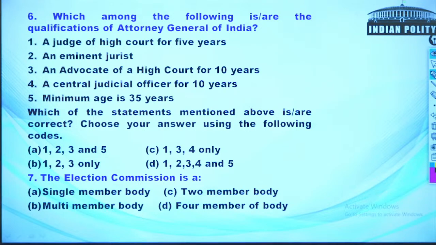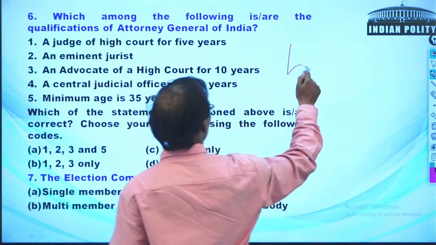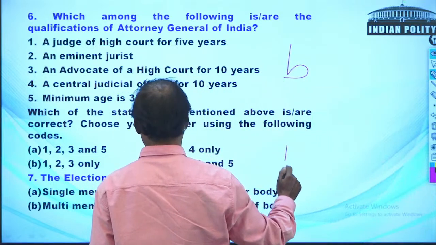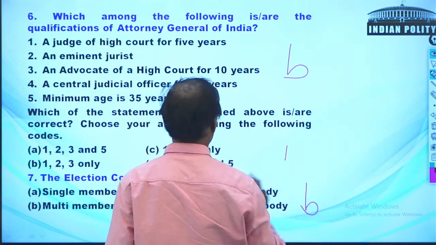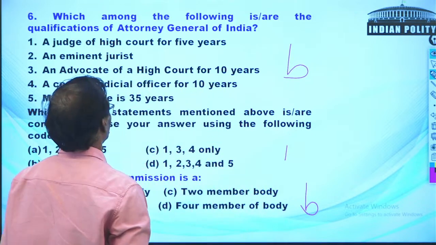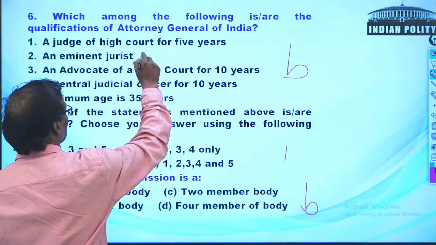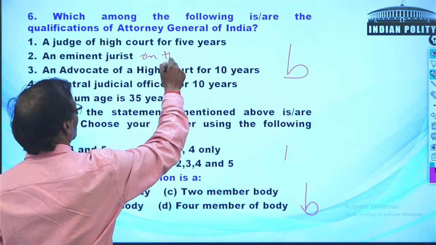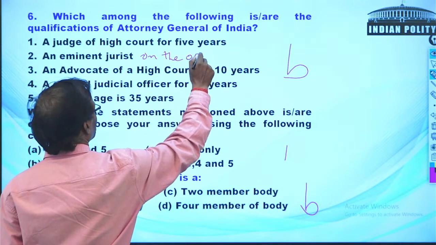Now the Election Commission is a multi-member body since 1993. So option is B. So both the answers are B. First, you have to take stock of this situation, B, and it is also B. So these are the qualification and eminent jurist in the opinion of the President.